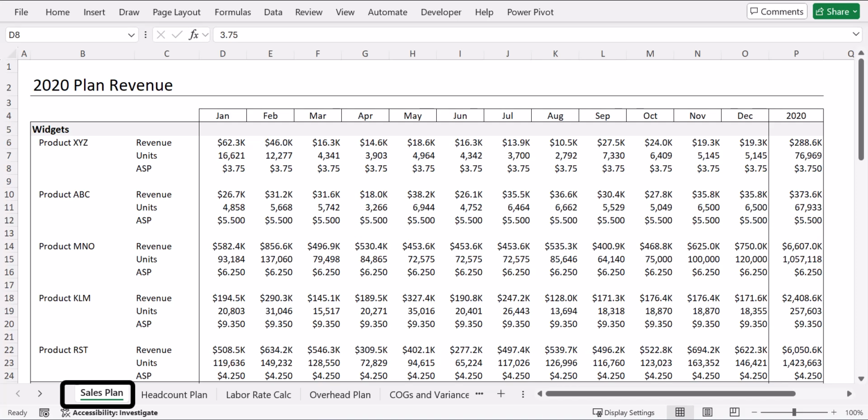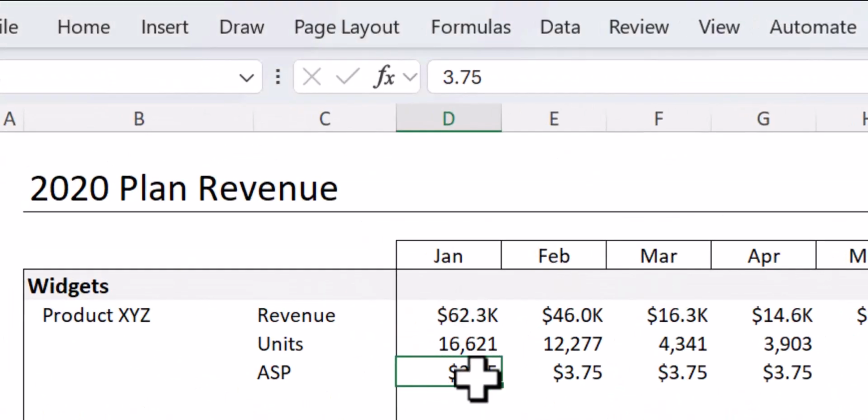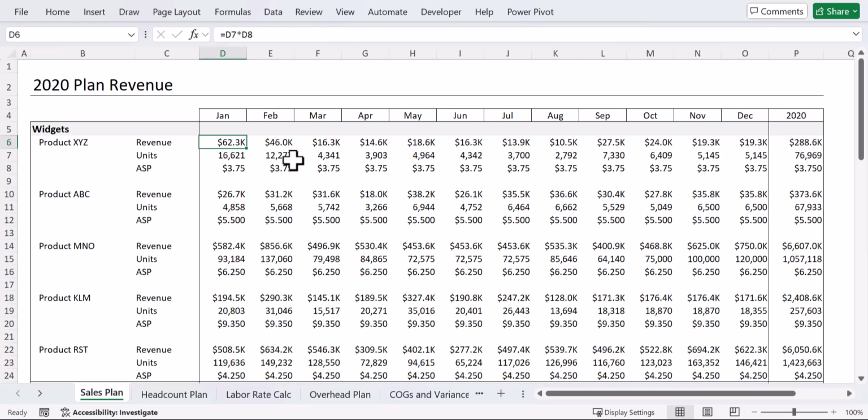So here, if you look at this first product in January, you can see that the ASP per unit is $3.75. And then we've plugged in the units here, and then we're calculating out the revenue. Now that may or may not be the way that you want to do this. For example, you may put in what the revenue is and the ASP and back into the units. So you have to decide what works best for you. But that's typically the way that a marketing department would provide information, as I've experienced historically.